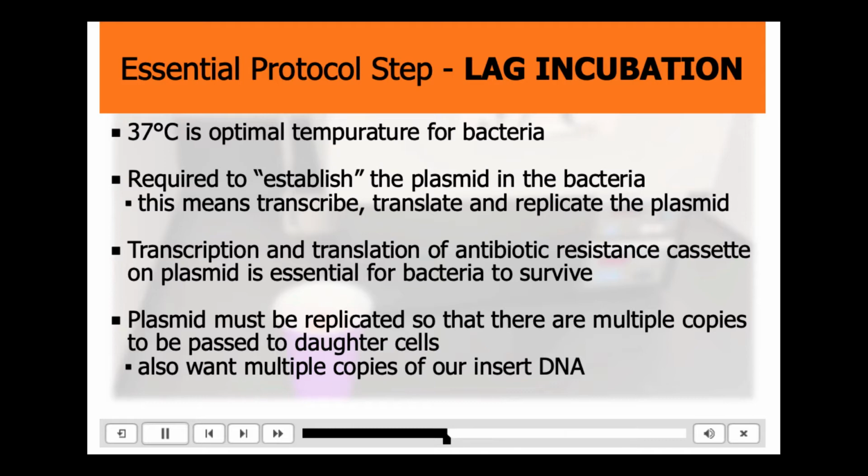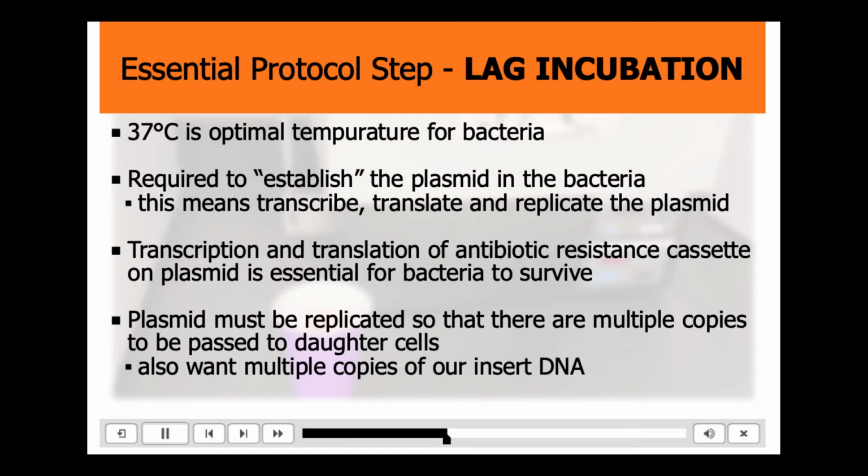This is incredibly important because transcription and translation of the plasmid mean that the antibiotic resistance cassette on the plasmid will be transcribed and translated. This is essential for the bacteria to survive when we plate it on the antibiotic LB plates. The plasmid must also be replicated so that there are multiple copies of it that are available to be passed to daughter cells when eventually the bacteria divides.